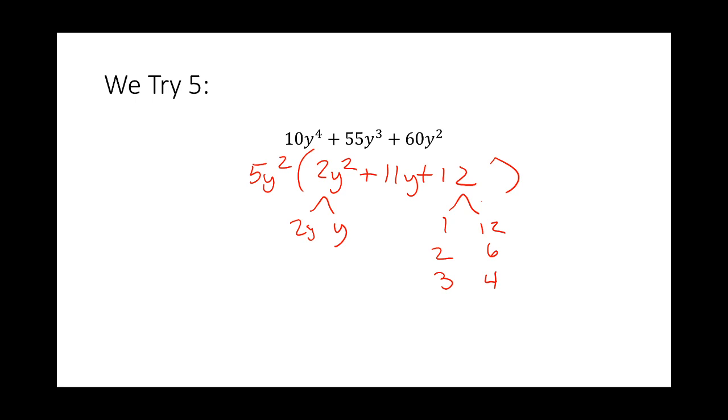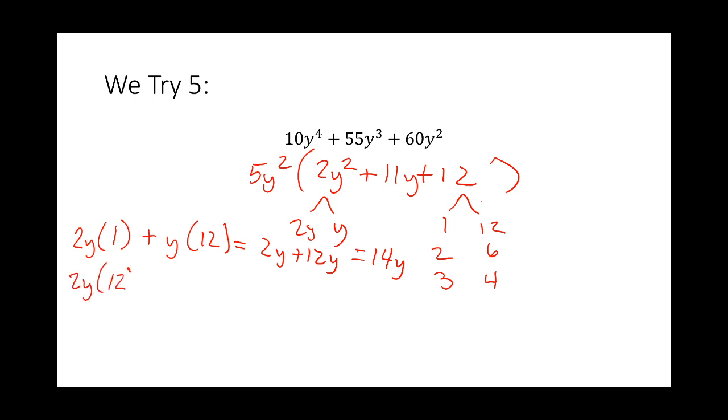Let's see. 2y times 1 plus y times 12. That's going to be 2y plus 12y, which is 14y. Not 11y like we want. So 2y times 12 plus y times 1 means that's going to be 24y plus y is 25y, not 11y. So let's draw a line through it. We've worked with those. They're done.